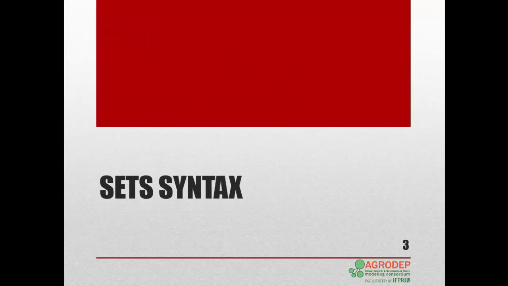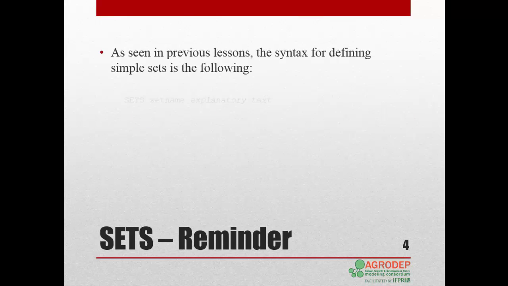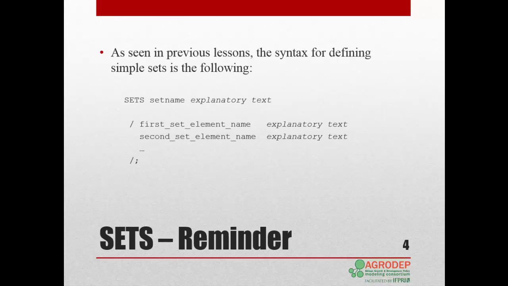We start with the set syntax. We start with a quick reminder on the syntax for defining simple sets. If you recall, we start with the keyword sets, followed by the set name and explanatory text. Then, between slashes, we list the set element names, each followed by explanatory text. The elements can be separated by a comma or by an end of line, as in this example. We close the statement with a semicolon. Again, explanatory text shown in italic is optional, but strongly recommended for documenting purposes.